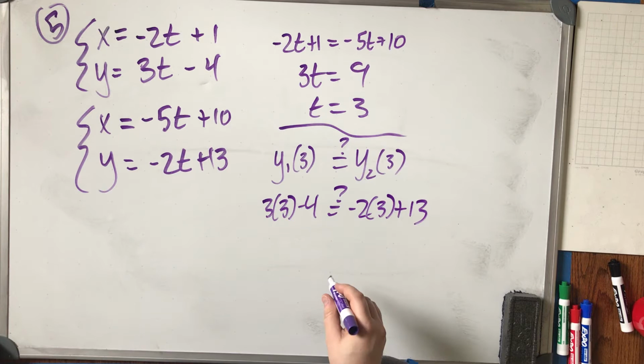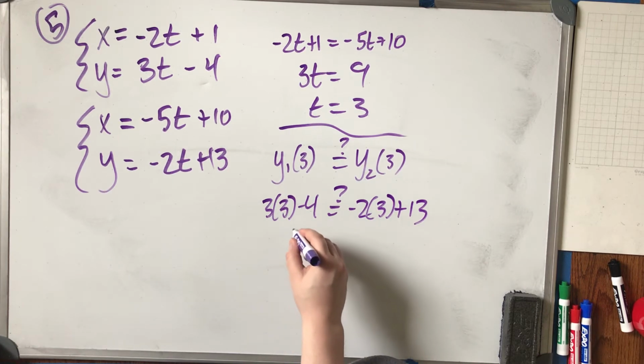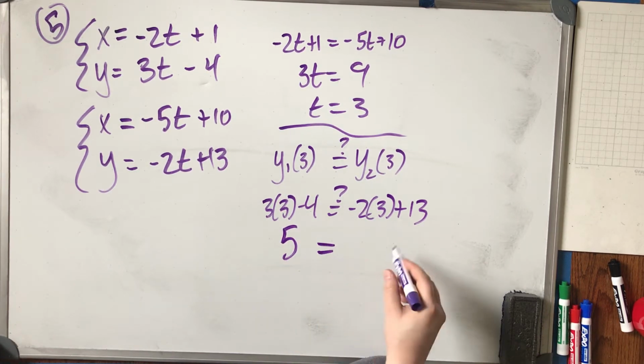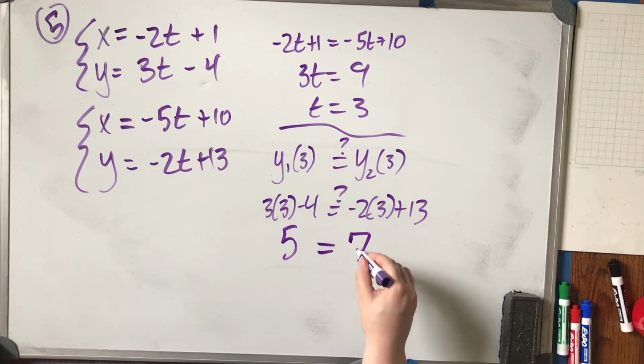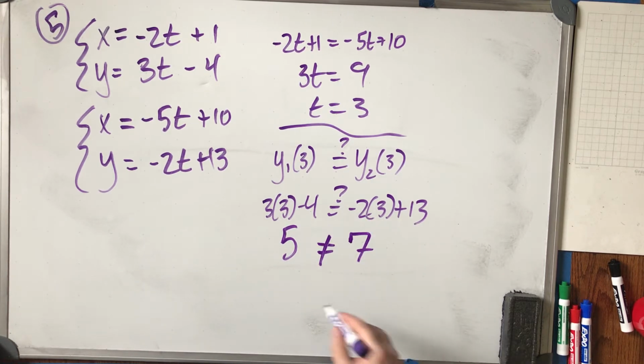So let's see, math is tricky. 9 minus 4, that's 5. I want to know, does that equal negative 6 plus 13? I'm pretty sure that's 7. Those are not equal, so no, they didn't tag the person. So sad.